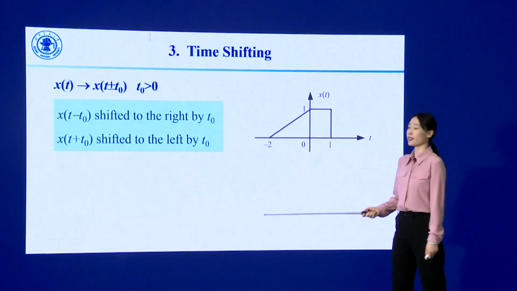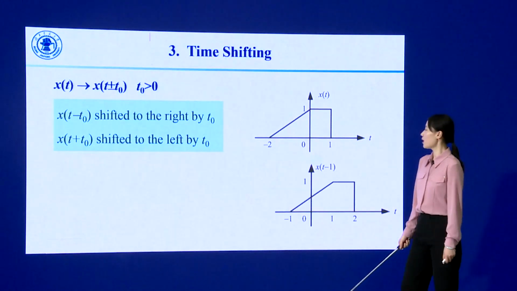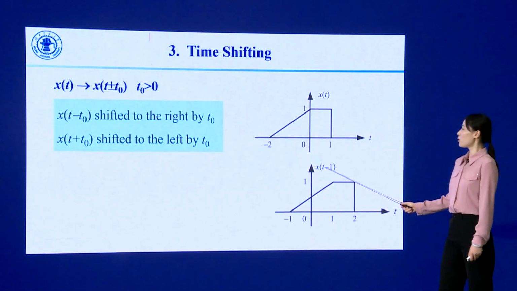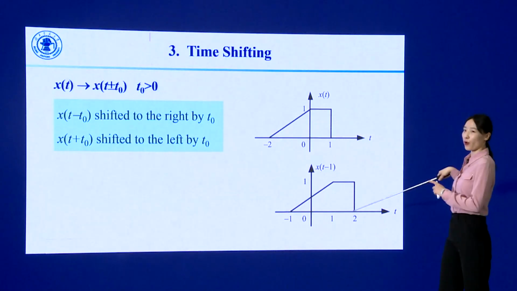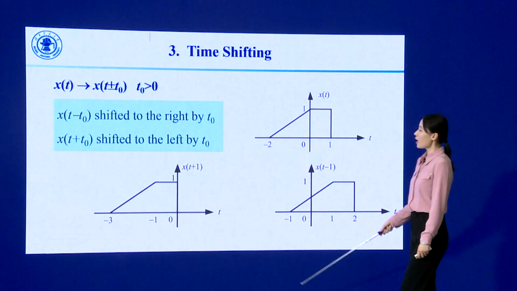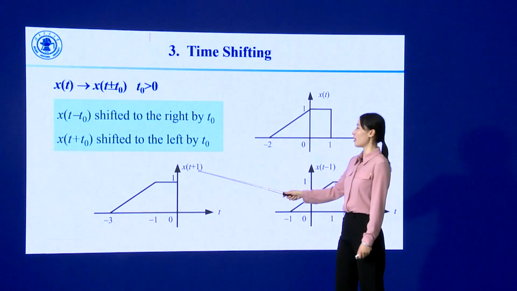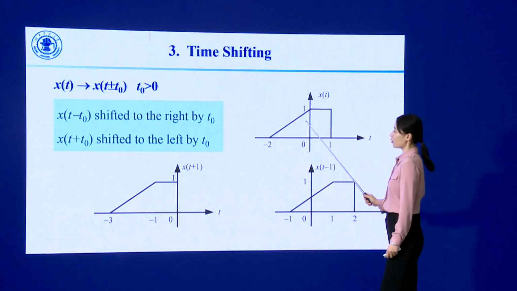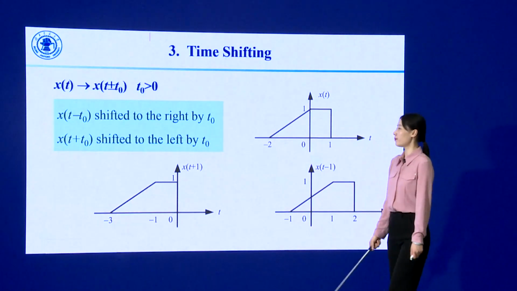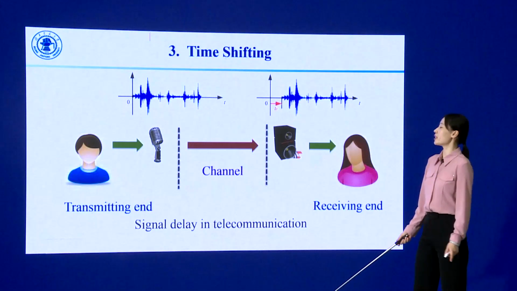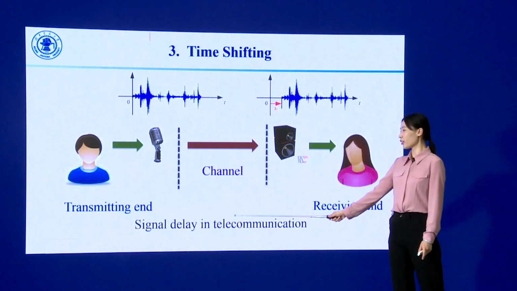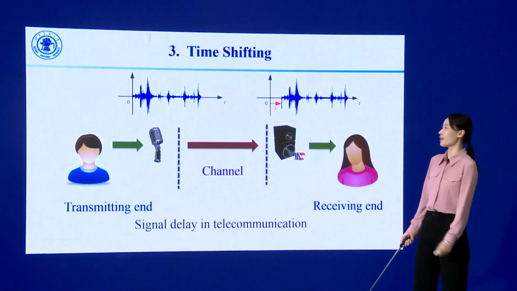Here is one example. The x(t - 1) is shifting the signal to the right by 1. x(t + 1) is shifting the signal to the left by 1. The time shifting operation can simulate the signal delay in telecommunication.